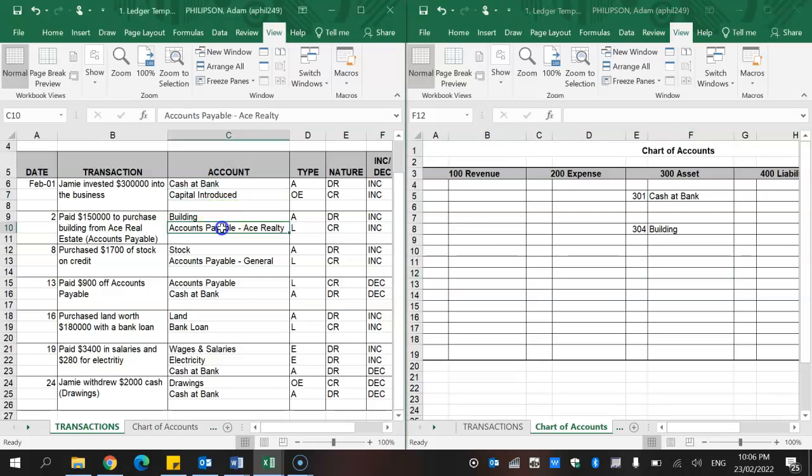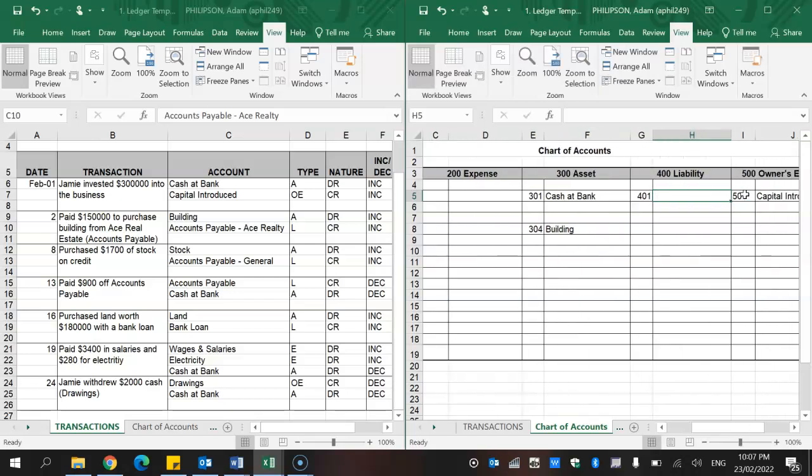Building, okay, accounts payable, Ace Realty, and I can also see accounts payable general. If we look at our sheet, accounts payable, we typically make 401 because it's our first in our order of payment. So accounts payable 401, but since we've got two accounts payable, I'm going to make this 401.1, and you'll notice my 0.1 has disappeared. So a couple of little tricks in Excel as we go along.